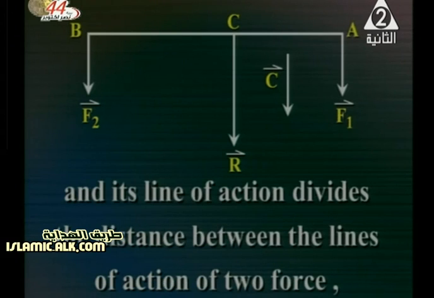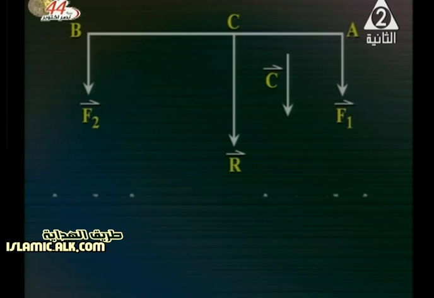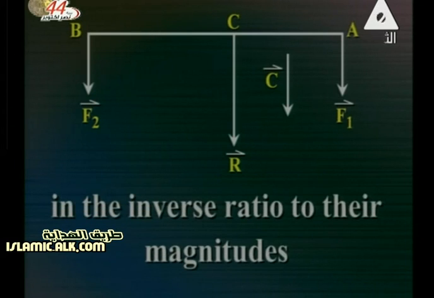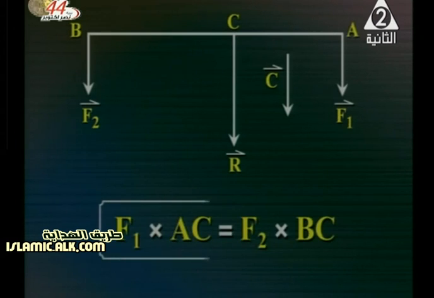Dear student, the line of action divides the distance between the two lines of action of the two forces. Look at R, the resultant of the two forces, acting at point C. C divides AB in a ratio AC to BC that is inverse to their magnitudes. F1 times AC equals F2 times BC.